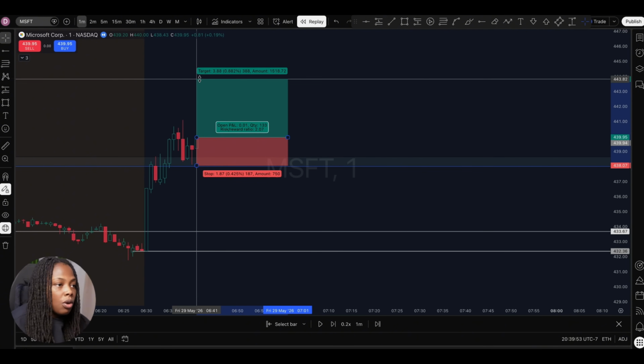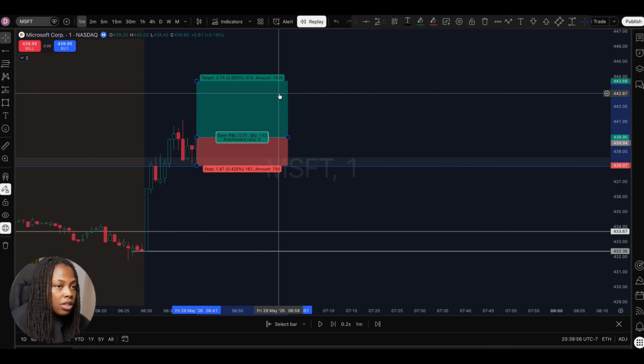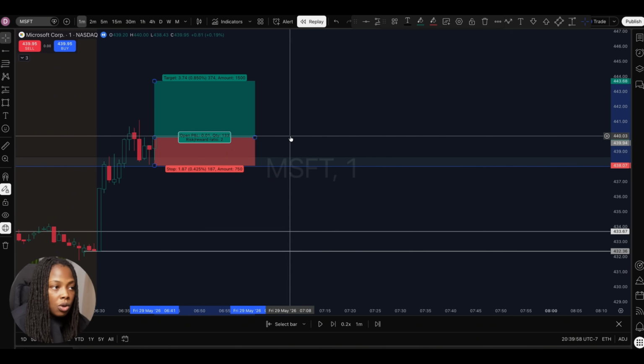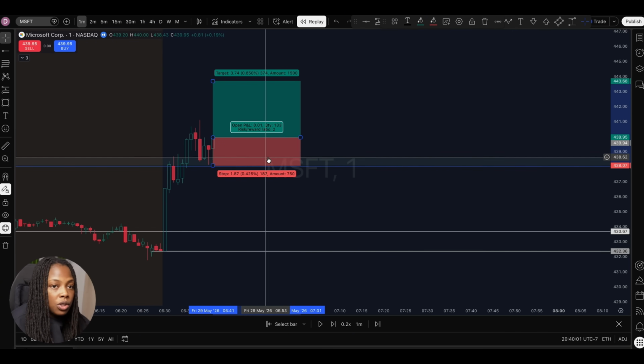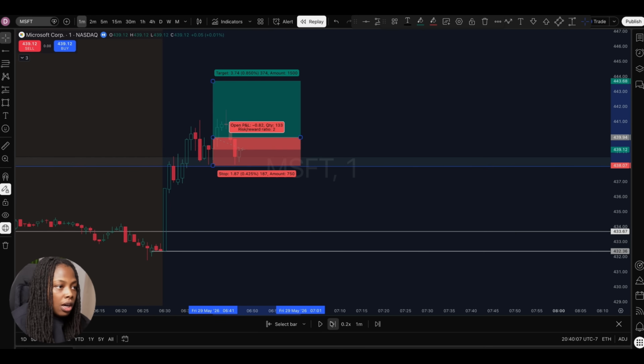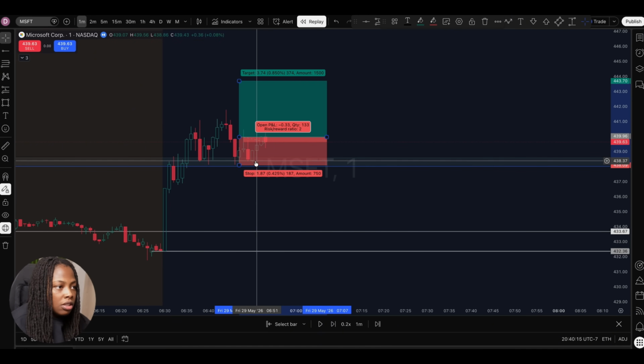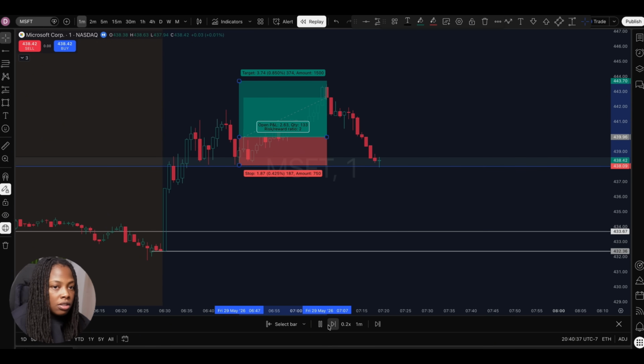Now we're going to target a 1:2 risk to reward. And like I said, take 440 calls if you trade options. Microsoft's too expensive to buy one share. Now we play it out and see what happens. You can see, if I move this, you can see that price is respecting the order block. It shows that that area is very strong. Did you get stopped out? No. Let's see what happens.